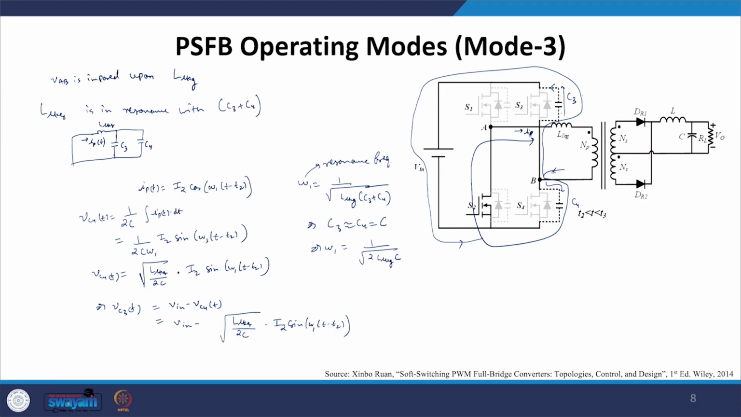So we will discuss the conditions for the dead time for this lagging switch, because for the leading switch we have already defined the dead time condition. We will define these conditions in the next lecture.